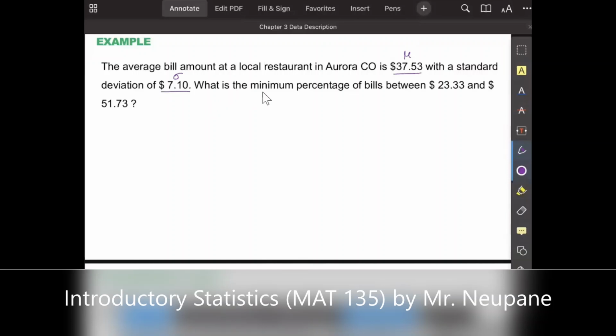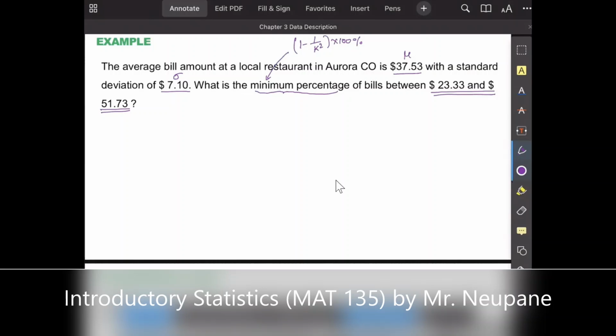Now we have to find the minimum percentage. When you are asked to calculate the minimum percentage, you know that it is given by Chebyshev's theorem, which says that the minimum percentage is 1 minus 1 over k squared, times 100%. We have to find the minimum percentage of the data that lies between these two values, 23.33 and 51.73. They have given the numbers, but they have not given the value of k. So we are going to play with this a little bit.